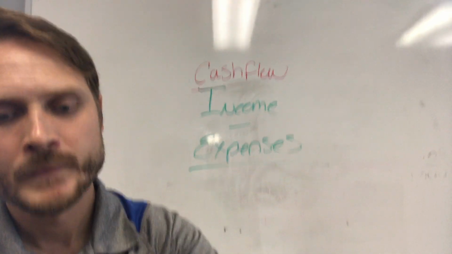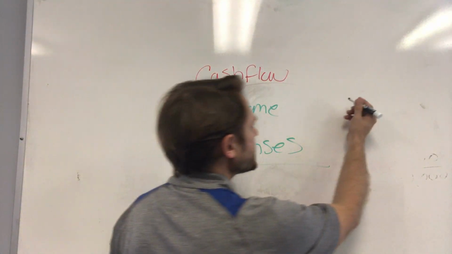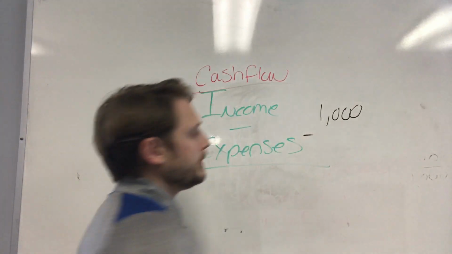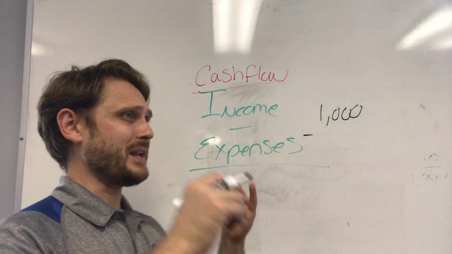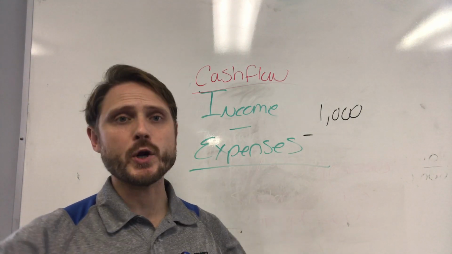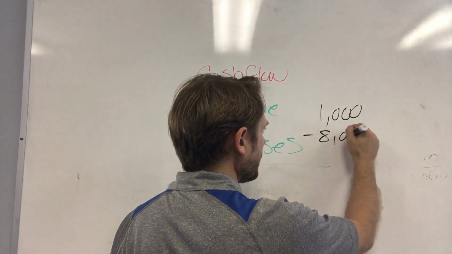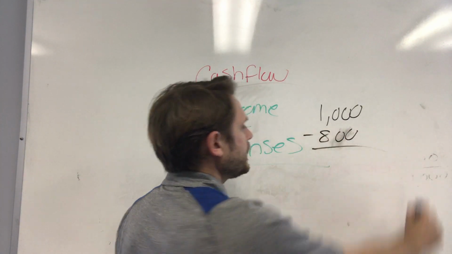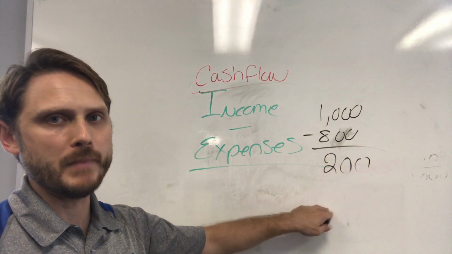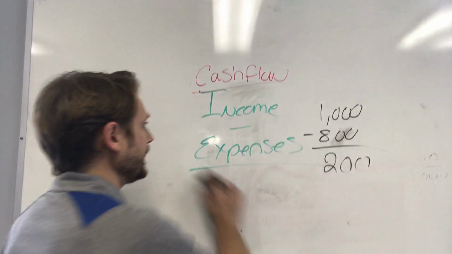All right, so let's do a really quick example here. Let's say you've got a property that is bringing in $1,000 a month rent. But let's say after all the maintenance and everything, you add in your maintenance costs, taxes, insurance, all those things, and that all comes out to $800 per month. So 1,000 minus 800, that's $200 cash flow per month, right? Super simplistic.